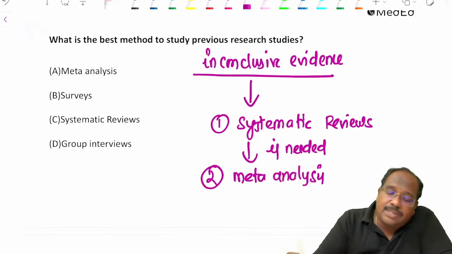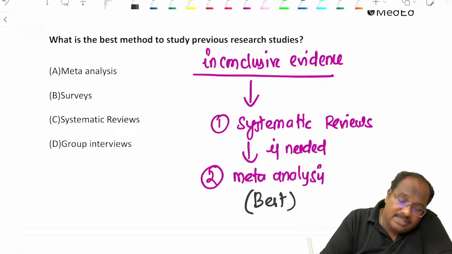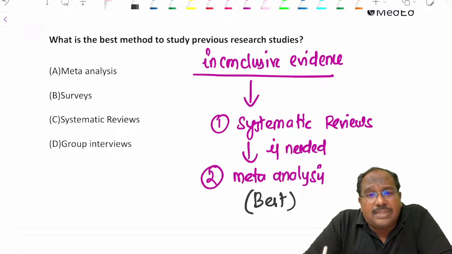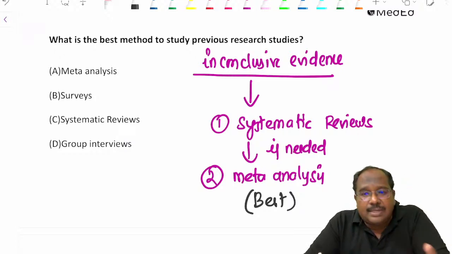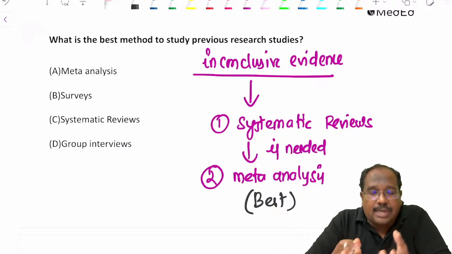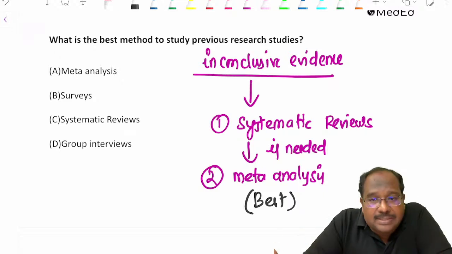So out of this, which is the best one? If you ask me, the best one here is meta analysis. Suppose I have 10 study results, those 10 study results I can combine and make it as one result. I have 10 odds ratios, I can merge them and make it as one odds ratio. So that is why meta analysis is a better study.